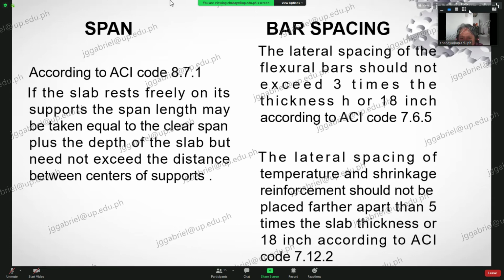And then it says here, the lateral spacing of temperature and shrinkage reinforcement should not be placed farther apart than 5 times the slab thickness or 5H, or 18 inches, according to the ACI code. Okay? So you will ask, sir, what are temperature and shrinkage?